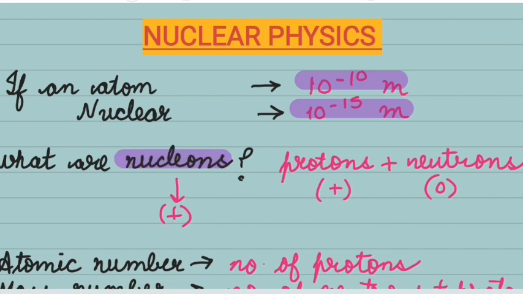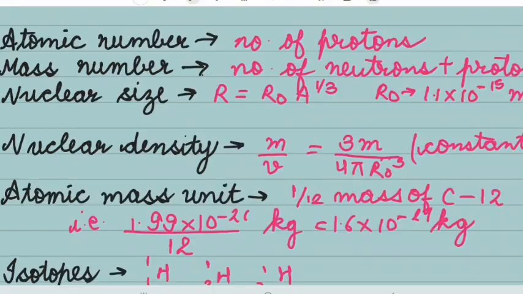When we talk about nucleons, these are the combination of protons as well as neutrons. The protons have positive charge, neutrons have zero charge. The atomic number: so what is atomic number? It is equal to the number of protons. The mass number is actually the number of neutrons plus the number of protons.